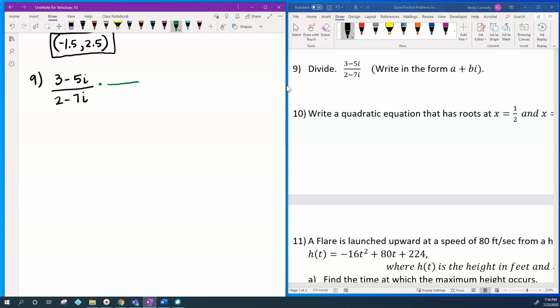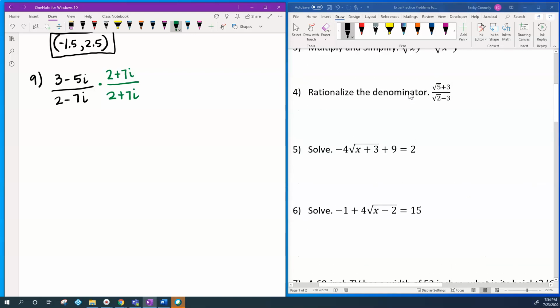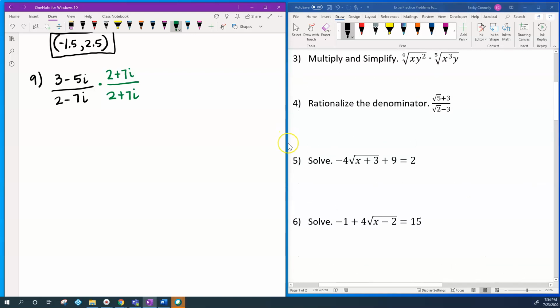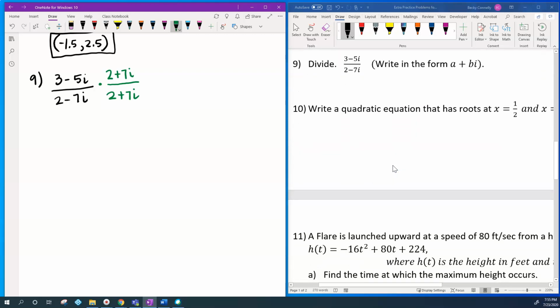So the conjugate of this is going to be 2 plus 7i. And so then we just need to multiply by 2 plus 7i on the top, similar to how we did that other one. I just want to make sure you see the relationship. Number 4 said rationalize the denominator, but really all we did was multiply by the conjugate. When we're dealing with i's like this, the instructions say divide, but it still means multiply by the conjugate to get that answer.